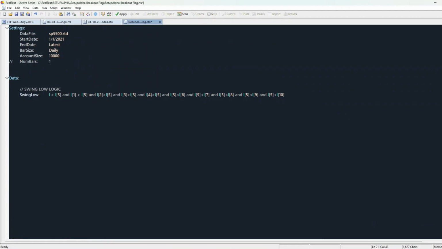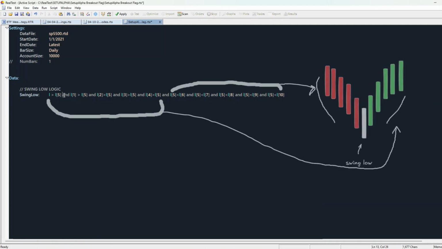First, we define how to detect a swing low. We check that the low from 5 days ago is lower than the 5 days before it, and also lower than the 5 days after it. This confirms that the low from 5 days ago was a pivot point, meaning it formed a swing low.